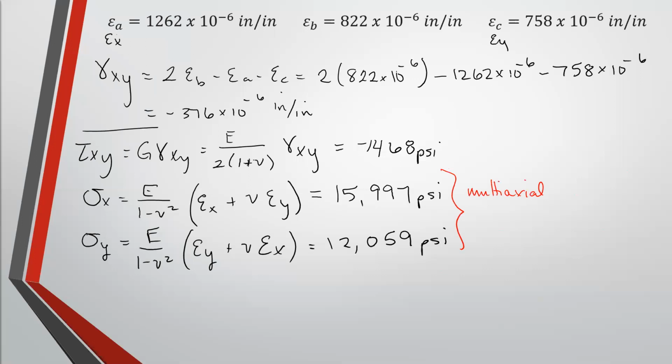Are those commas or decimals? Commas. So that's 15,997 and 12,059.